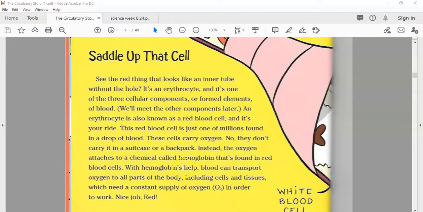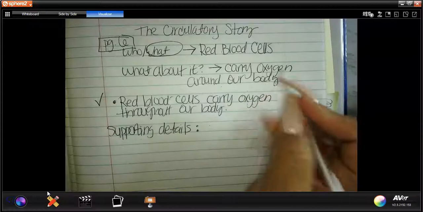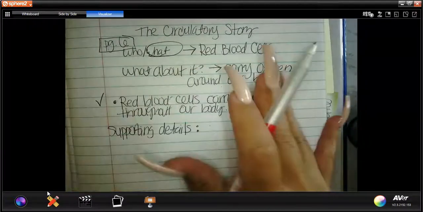With hemoglobin's help, blood can transport oxygen to all parts of our body, including cells and tissues, which need a constant supply of oxygen. Oh, so can that be a supporting detail that our body needs constant oxygen? Can we say that's why red blood cells carry oxygen? Yes, let's go ahead and go back and write that. So I'm going to go ahead and put it in our own words. We don't have to copy word by word.